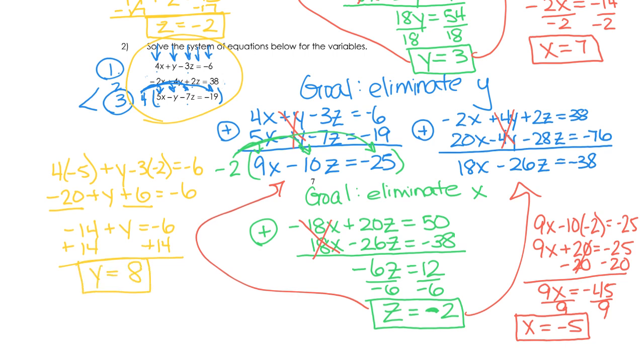And now we have all three variables. If you wanted to check it, you could. You'd plug all three variables into all three equations, making sure that the left side equals the right side. And that is how you solve a system of three equations.